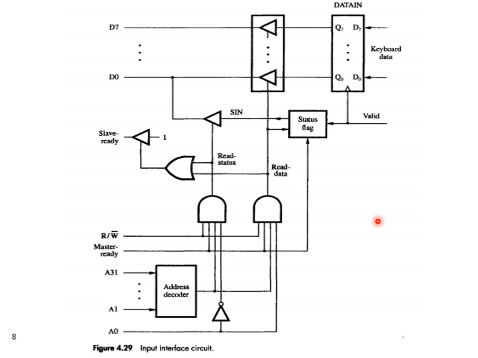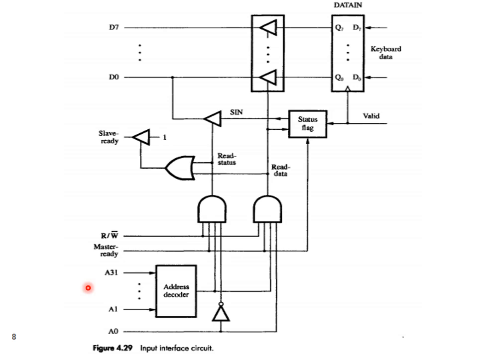Before studying the working of the circuit, we will see some of the important parts of the circuit. Here you can see the read signal or the read bar, write bar signal coming from the processor, the master ready signal that is coming from the processor, and as I have already mentioned, the processor uses a 32-bit address line which includes A0 to A31.